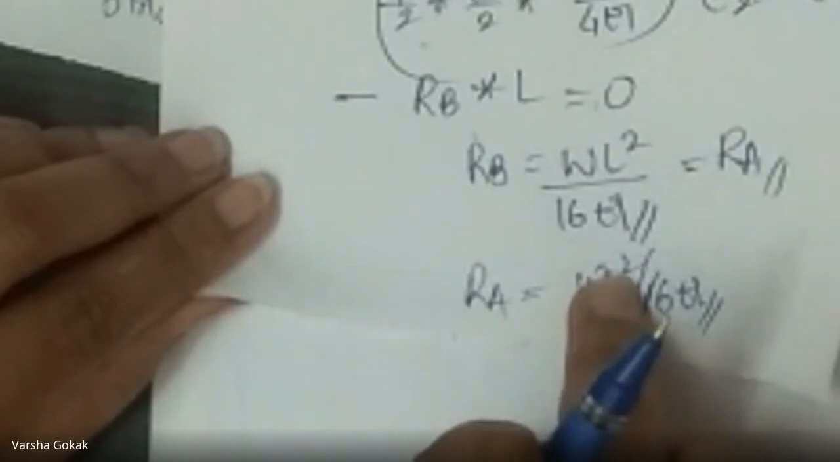Once you find RA and RB, now using these reactions, I have to take the bending moment and the shear force. Clear? So when I write the slope, slope at A means shear force at A. Shear force at A is the reaction at A. In a beam, when I say this is A, slope at A means the shear force at this point. What is that value? That is nothing but RA.